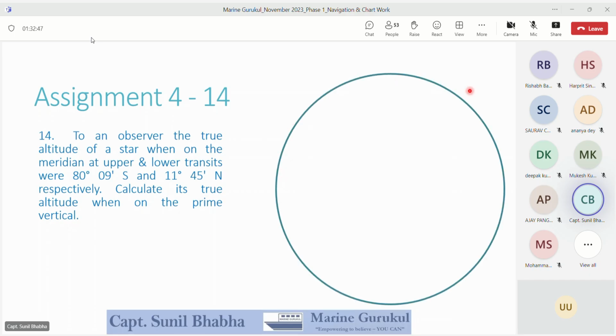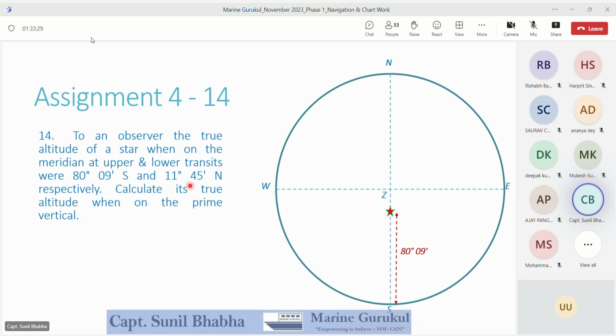We have the rational horizon. We mark the NESW points. We mark the center of the diagram as the zenith of the observer. Let's now put all the information given to us. Now you see the upper transit of the star was 80 degrees 9 minutes south. Southerly bearing is represented by line ZS, and S point is the horizon. From the horizon, 80 degrees 9 minutes away is where the star is.